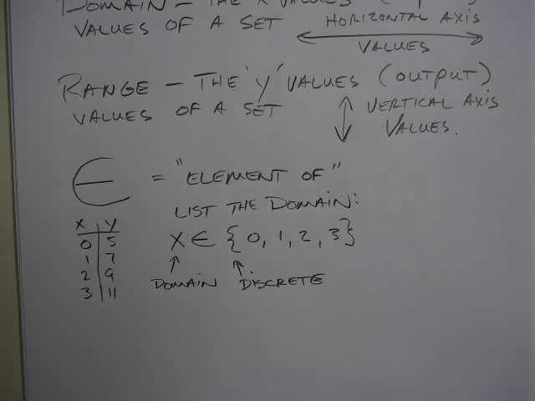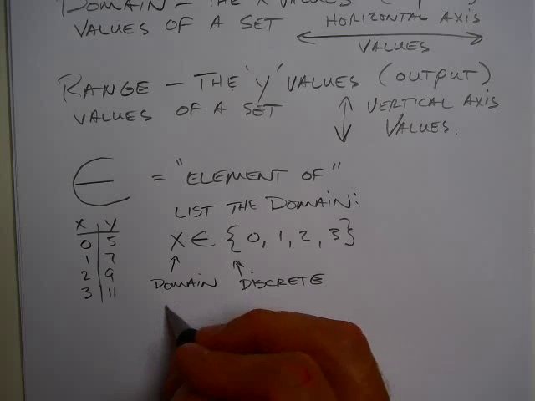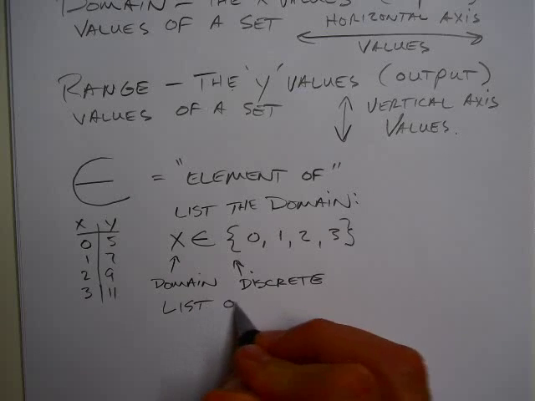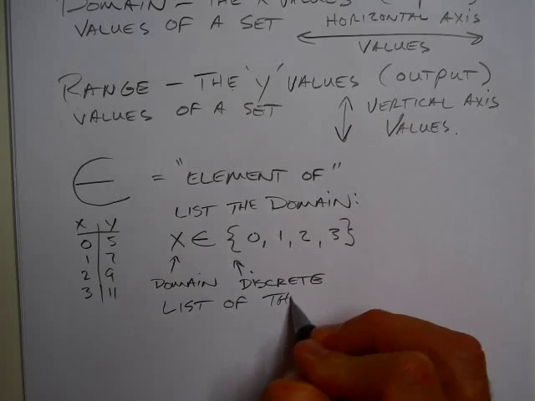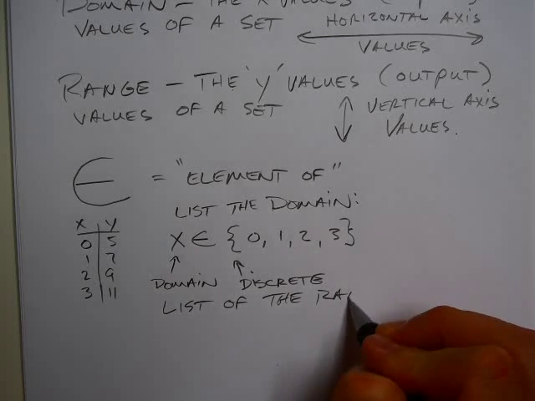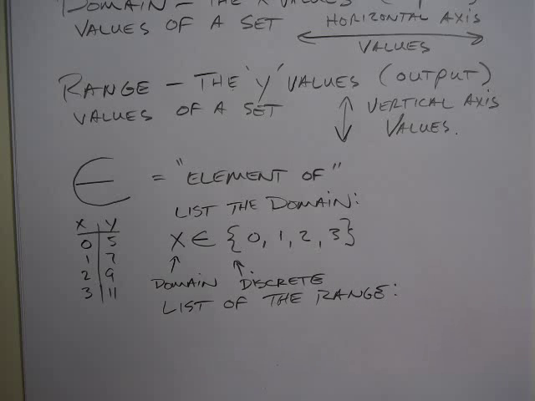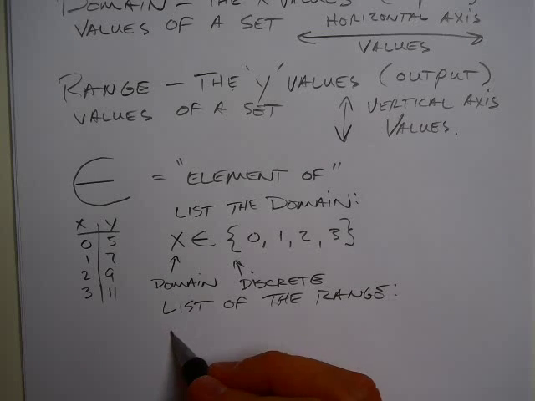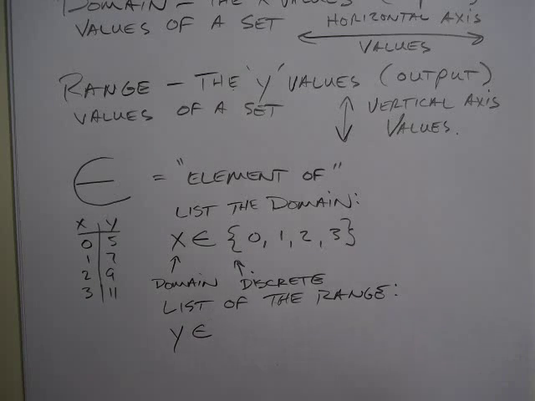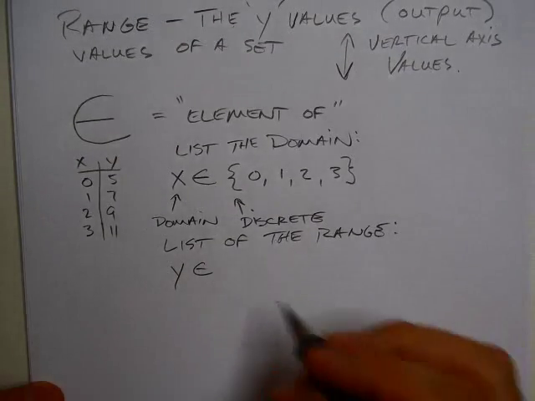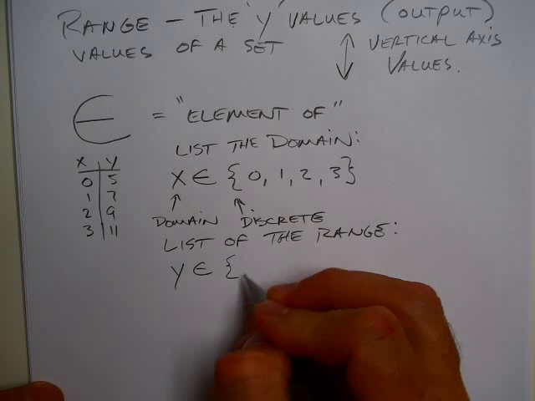So the ellipses indicate that it's a discrete situation, that those are the only values in the set. How about the list of the range? Well, the range is going to be the y values, and the y elements are, in this case, 5, 7, 9, and 11. But it's discrete again.